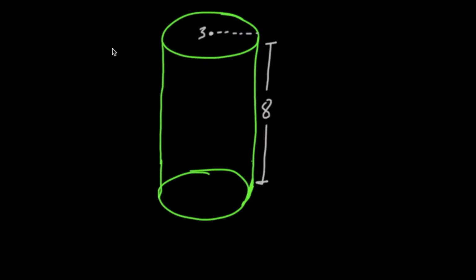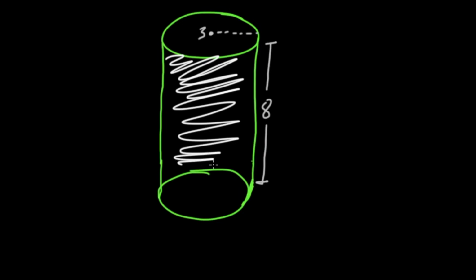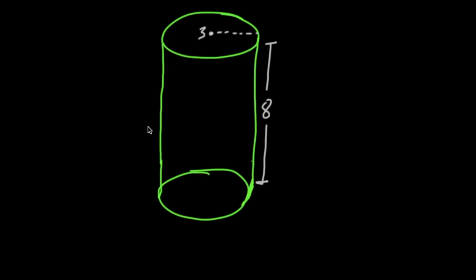So to find the surface area of this shape, we need to find the area of this circle up here, which will be the same as this one down here. So once we get 1, we can multiply by 2, and then add that to the surface area of the height of our shape. So let's start with the surface area of our circle up the top.